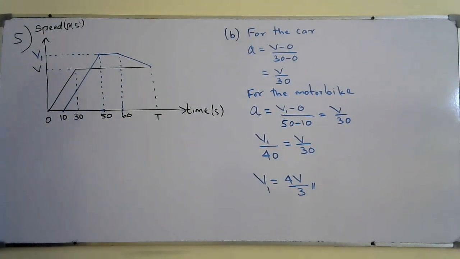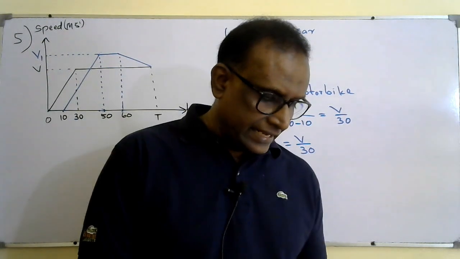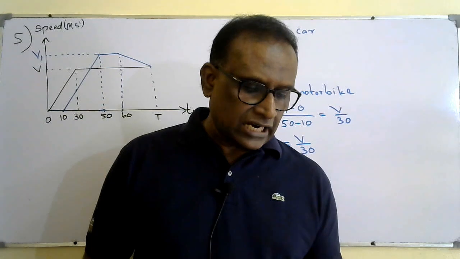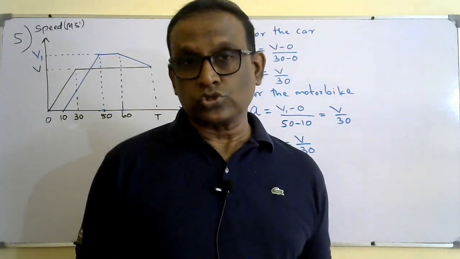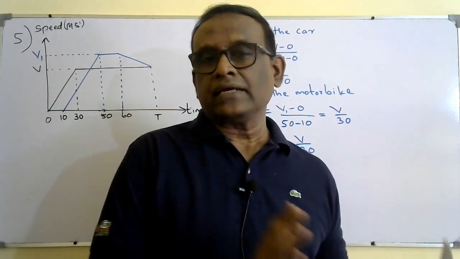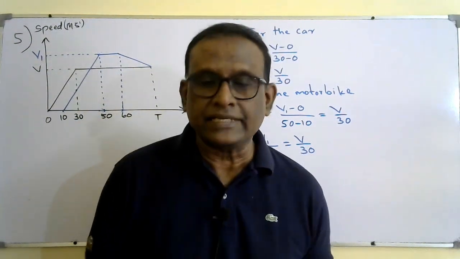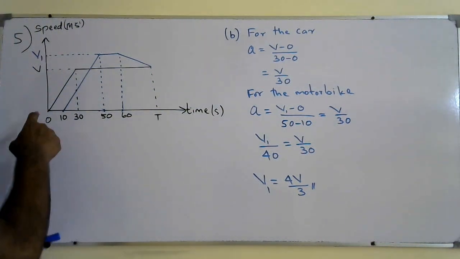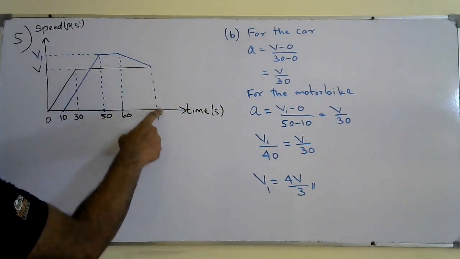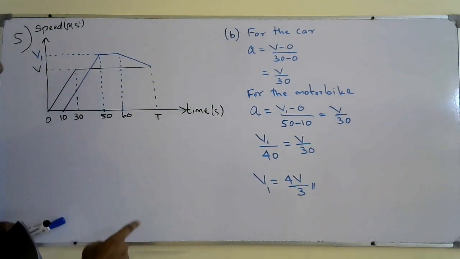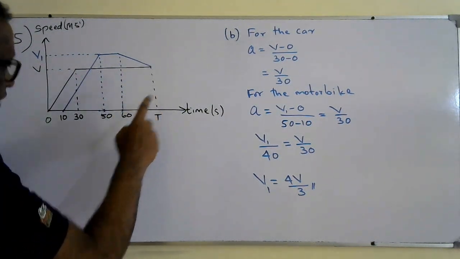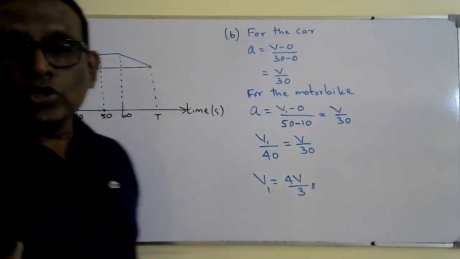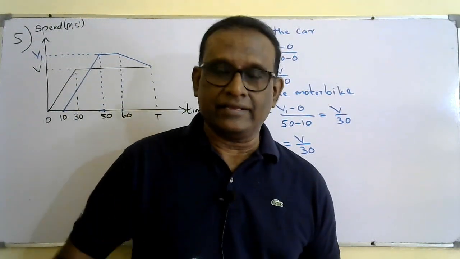Okay, so now part D. Before that, they are saying at time t equal capital T seconds, the distance traveled by each vehicle is the same. So the motorbike and the car both have traveled the same distance during time capital T. That means the area under the black color graph, which is drawn for the car, and the area under the blue color graph, which is for the motorbike, both should have the same area, right?